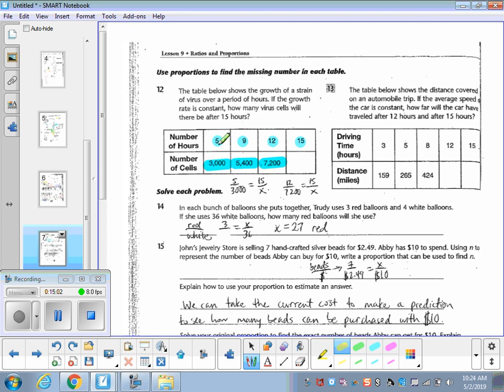So the first thing I did was I just picked the first fraction. If 5 hours gives us 3,000 virus cells, 15 hours is how much? You could also pick the 9 hours and 5,400. For the last one, I picked 12 hours with 7,200 cells. You can still use the 15 over the x. My point is it doesn't matter which one of these ratios you use as the first ratio. You're going to get the same answer no matter what when you cross multiply and divide.